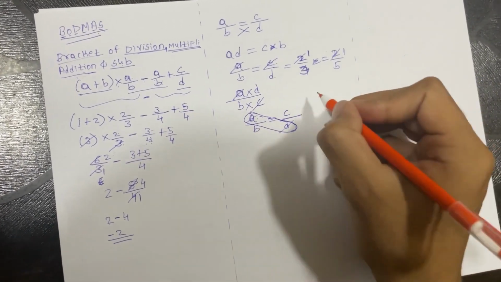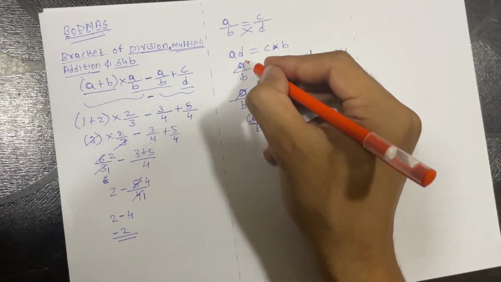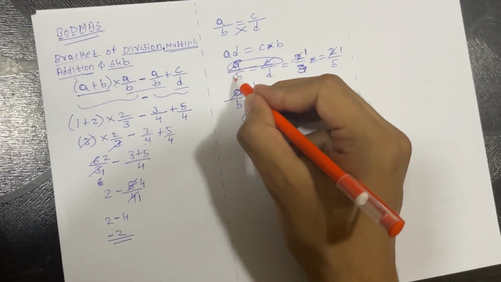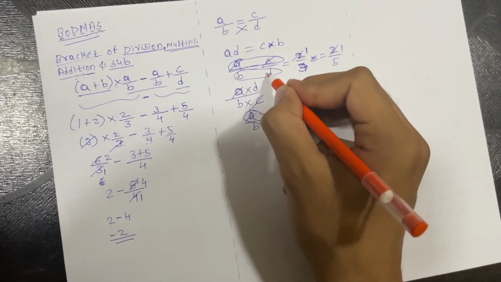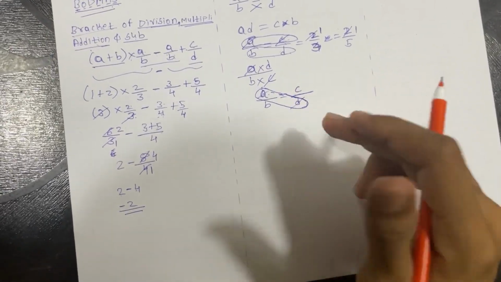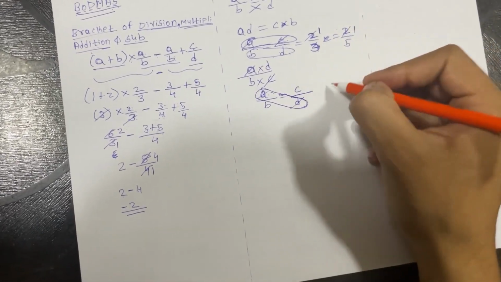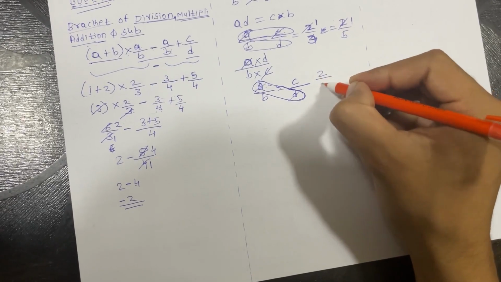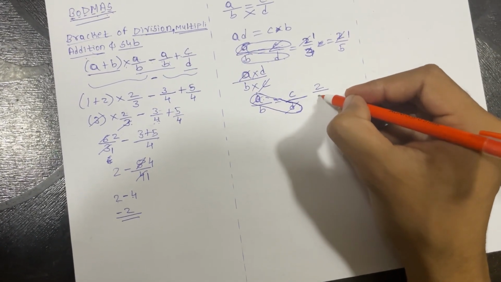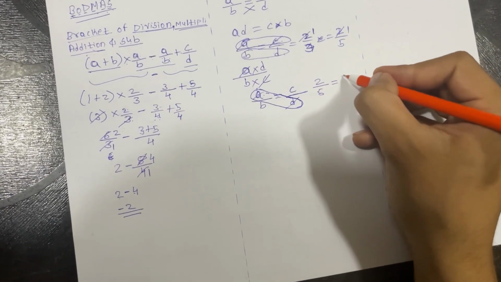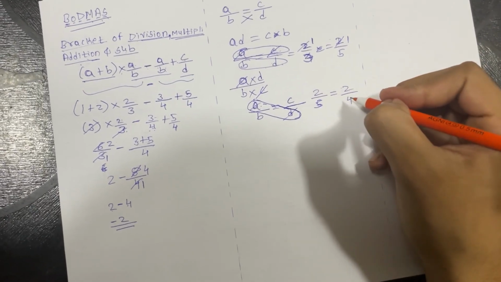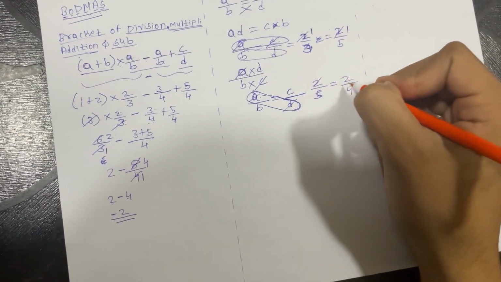Yes, but we can reduce this in numerators or denominators. If denominators are the same, then we can cut this also and simplify the equation. But we can't do this. For example, I will take the same example: 2 into 5 is equal to 2 by 4. We'll write this. So we can't cut this 2 and this 4.